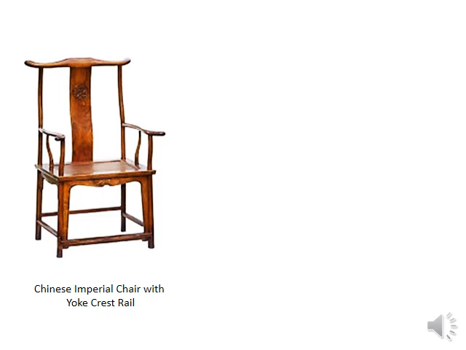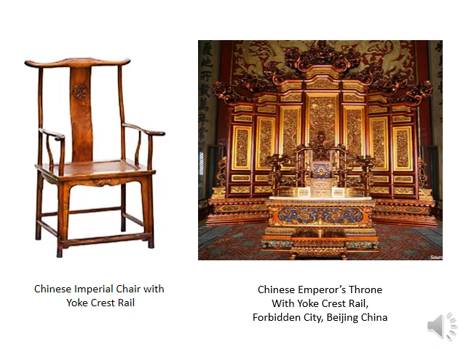But I did mention earlier that Chinese furniture design and interior design is very hierarchical. So this is what I'm talking about. Here's the comparison. This is the Chinese emperor's throne with the yoke crest rail. So as you can see, much more elaborately carved and adorned. This particular throne is one of dozens that exist in the Forbidden City, which is in Beijing in China.